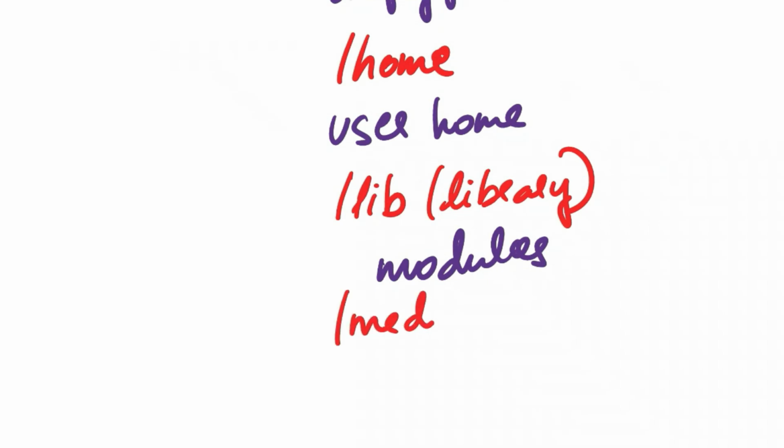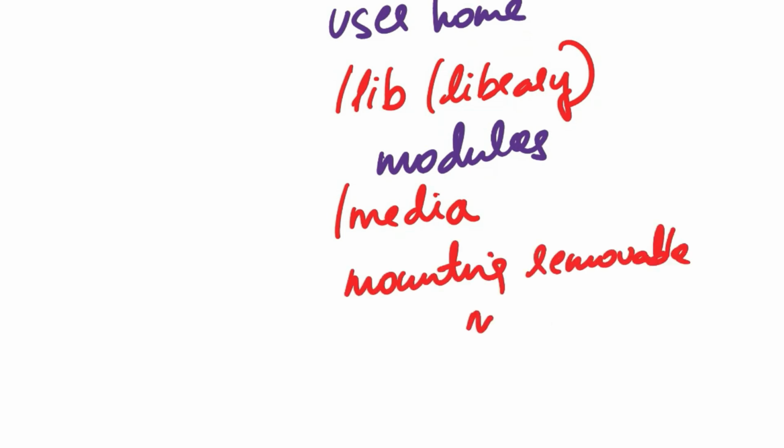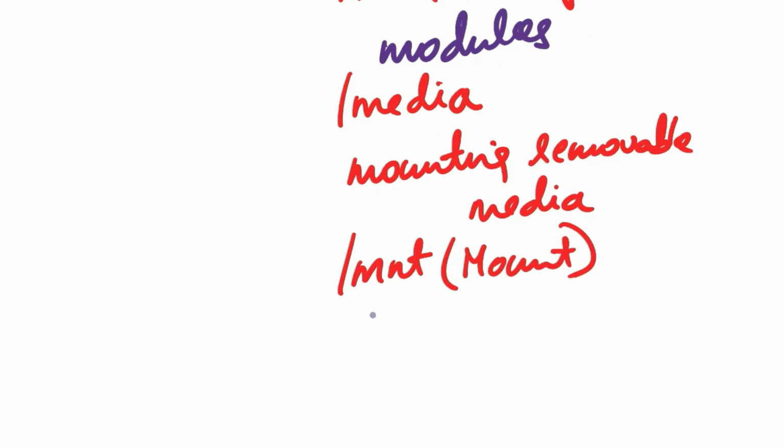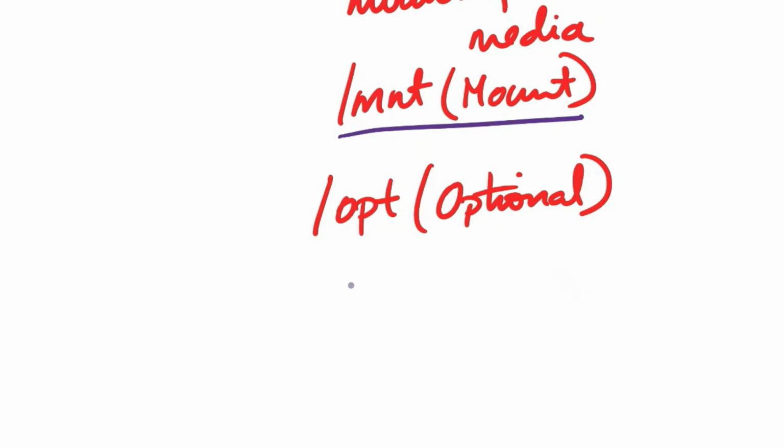Next, /media. This directory is used for temporarily mounting removable media such as USB drives and external hard disks. Next is /mnt, that is mount. Similar to /media, the /mnt directory is used for manually mounting temporary file systems. Next, /opt, that is optional. This is often used to store optional software packages and applications that are not part of the core system. These packages are typically installed by the user or system administrators.